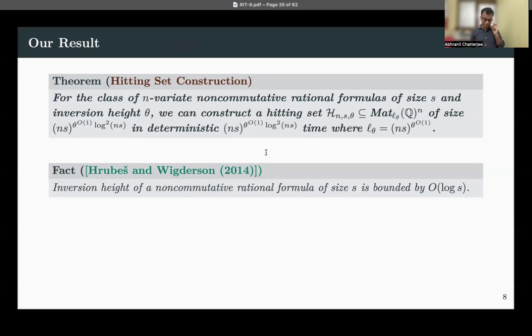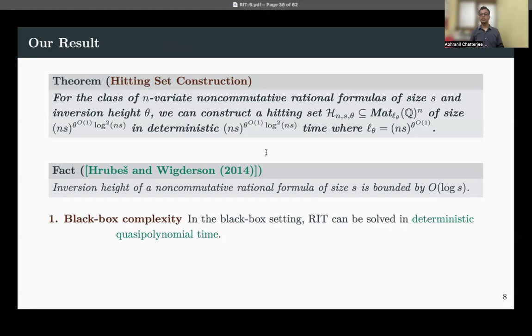What we mean is that for any rational formula of size s, there is an equivalent rational formula of size s. By equivalent, we mean that it is computing the same rational function and it is defined on the same matrix substitutions. Moreover, the inversion height of the second formula is bounded by order log s. So without loss of generality, one can think of theta as bounded by order log s.